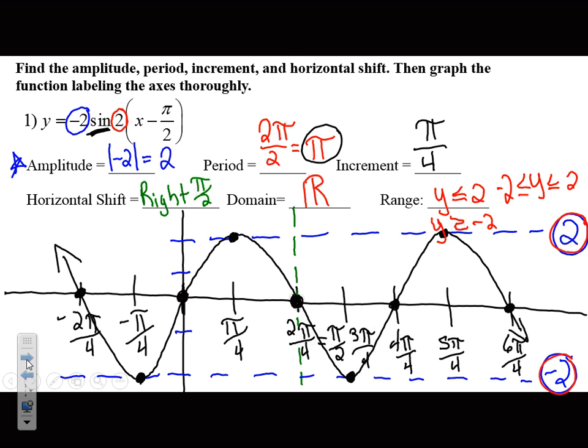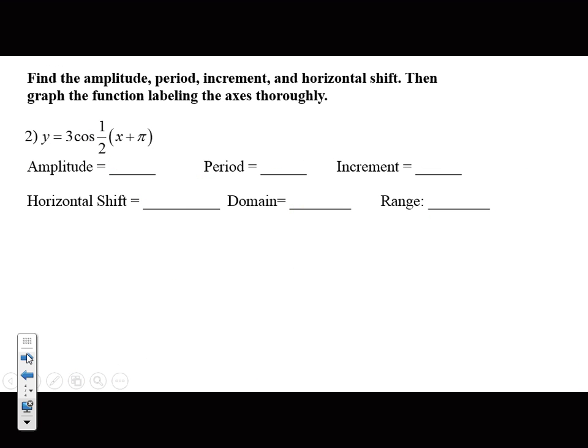Alright, moving on. Last example for the day. Here we go. Amplitude. Start with the number in front of everything. So the absolute value of 3 equals 3. When we find the period, it's the number after cosine before the parentheses.